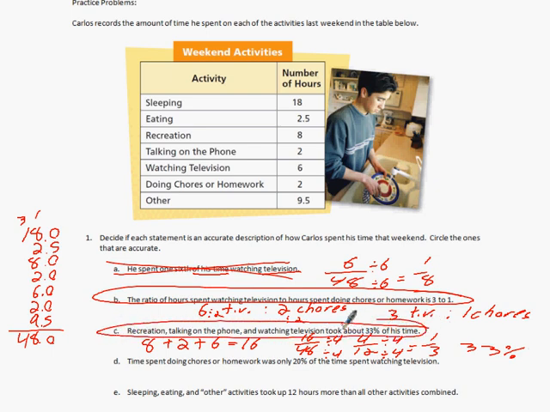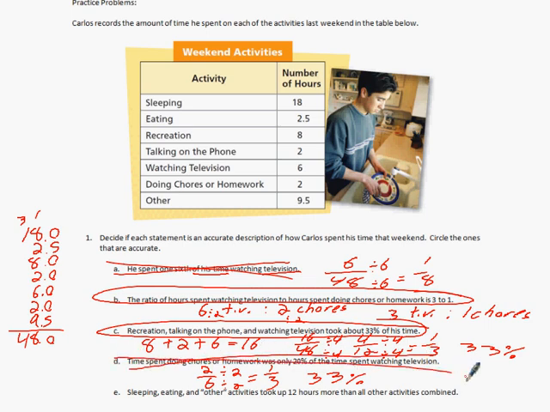So there we go. D, time spent doing chores or homework was only 20% of the time spent watching television. Let's see. Chores and homework compared to TV. Chores and homework is 2. TV is 6. Well, we know 2 to 6 simplifies by 2 down to 1/3. 1/3 is 33%, not 20%.